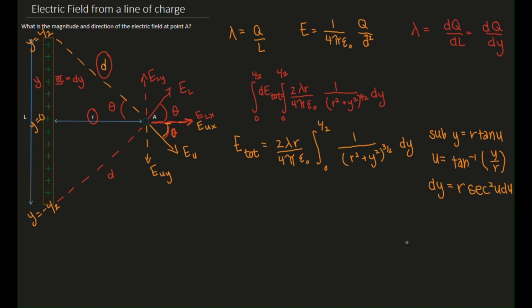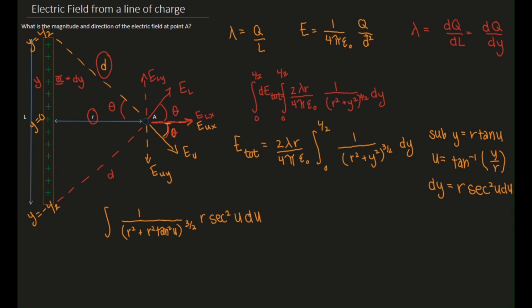So having all three of these, now I can apply them into my integral for substitution. So the integral becomes 1 over r squared plus, instead of writing y, I'm going to write r squared tangent squared u, all to the 3 halves. Instead of writing dy, I'm going to write r secant squared u du. So now everything is in terms of u.